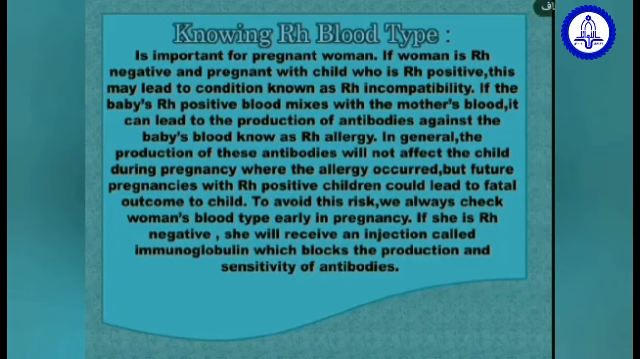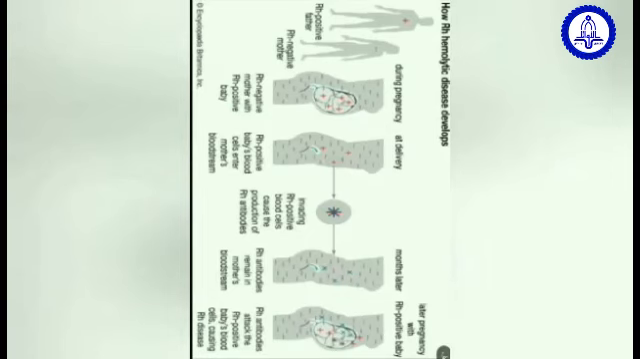To avoid the risks, we always check women's blood type early in pregnancy. If she is Rh negative, she will receive an injection called immunoglobulin, which blocks the production and sensitivity of antibodies. This picture talks about how Rh hemolytic disease develops. The importance of a blood test.